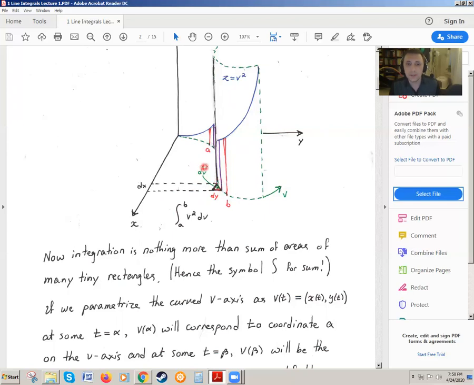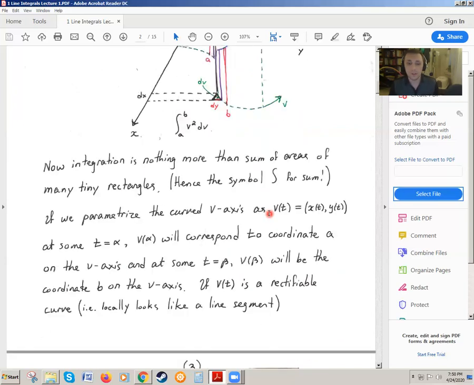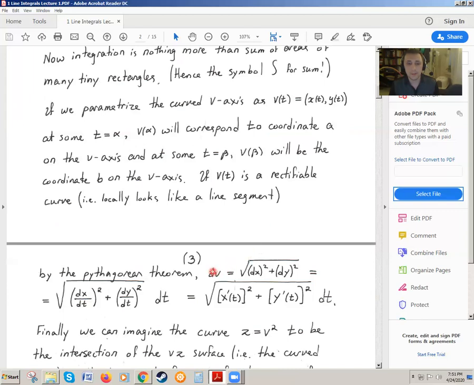Well, if this edge is of length dv, dv forms the hypotenuse of a right triangle, where the vertical side of the right triangle is dy and the horizontal side is dx. And so dv, by Pythagoras theorem, equals the square root of dx squared plus dy squared. Right? Pretty much this is the formula that I will get.